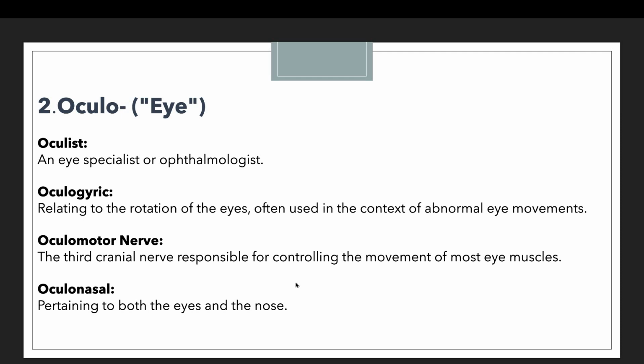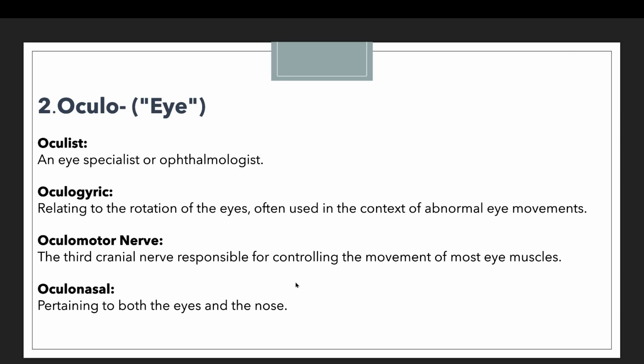Okay, so for example, if you look at the first example, oculist. Oculist means an eye specialist or ophthalmologist, which means a doctor who is an eye specialist and an expert in examining the eye. That person we can denote with the help of the terminology oculist, which is stated with the prefix ocul or oculo. You can relate it, right?